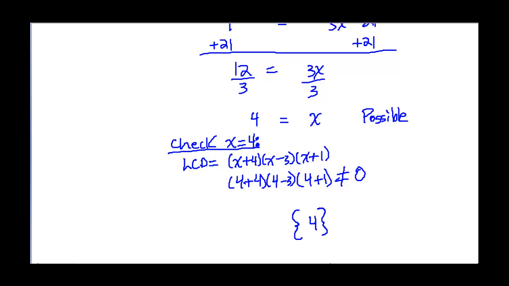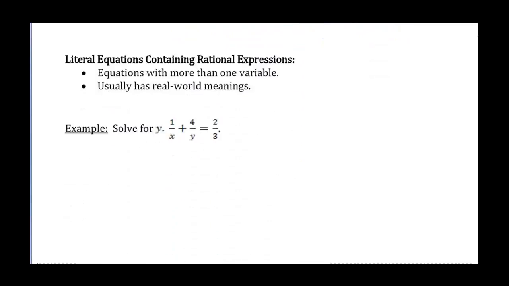All right, and that concludes the rational equations. Now, I do want to talk about what we call literal equations. That's what we're going to talk about now. A literal equation is an equation that has more than one variable. So it gets a little bit complicated, especially when they contain the variables in your denominator, right? I'm going to call it an equation that has more than one variable, and they usually have real-world meanings, all right?